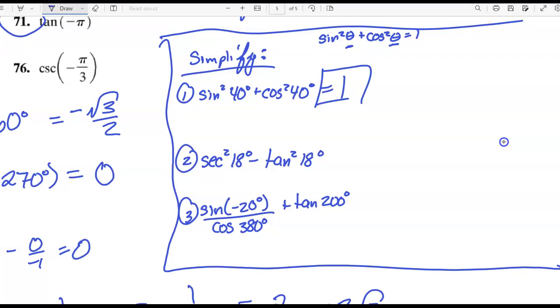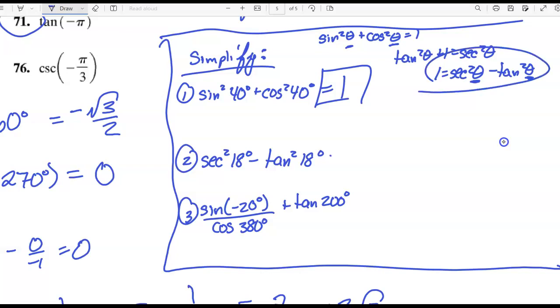Let's look at that second one. We got secant squared minus tangent squared. So that's really similar to that derivation, right? We had tangent squared theta plus 1 is equal to secant squared theta. If we were to tweak this a little bit, let's move that tangent squared to the other side. We have secant squared of theta minus tangent squared of theta. And what this is saying is as long as I take the secant squared of some angle minus tangent squared of the same angle, that's going to be equal to 1. So we get a 1 there.